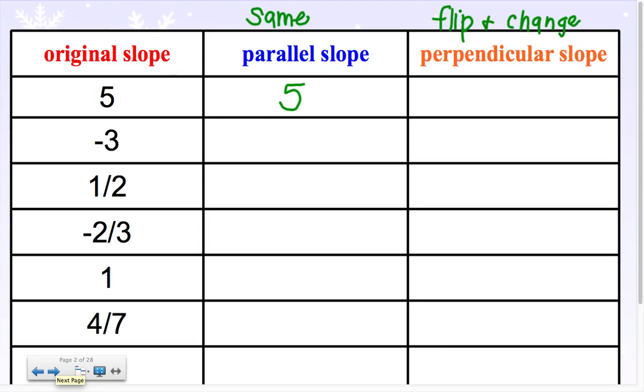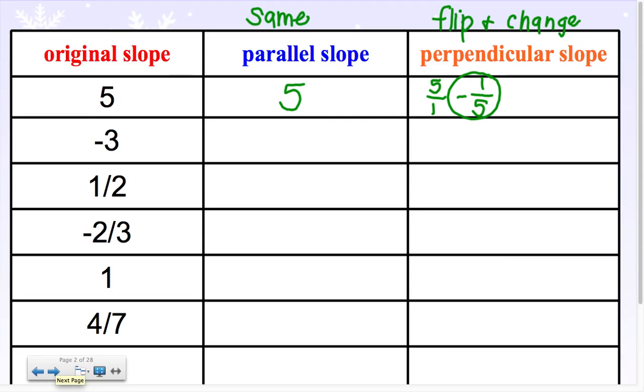here's what that means. If I have 5, I can write 5 as a fraction, like 5 over 1. Flipping it means that I'm taking its reciprocal. The reciprocal of 5 over 1, or the flip of 5 over 1, is 1 over 5. The change means that instead of it being a positive 5, it becomes a negative 5. So if I flip and change, I have to do the opposite reciprocal, which would be negative 1/5. Let's go to the next one.